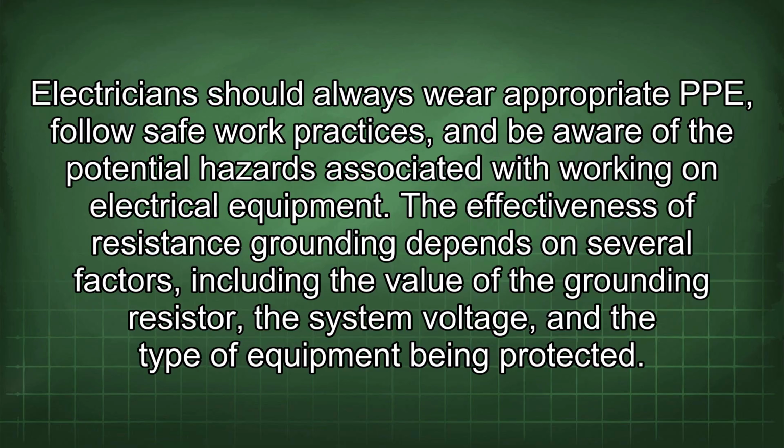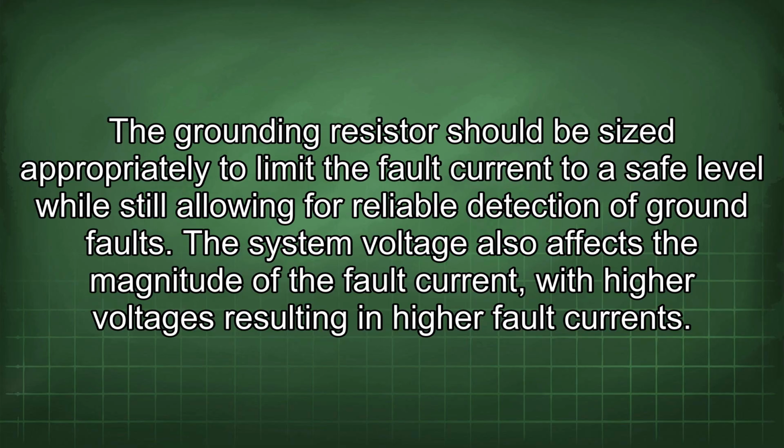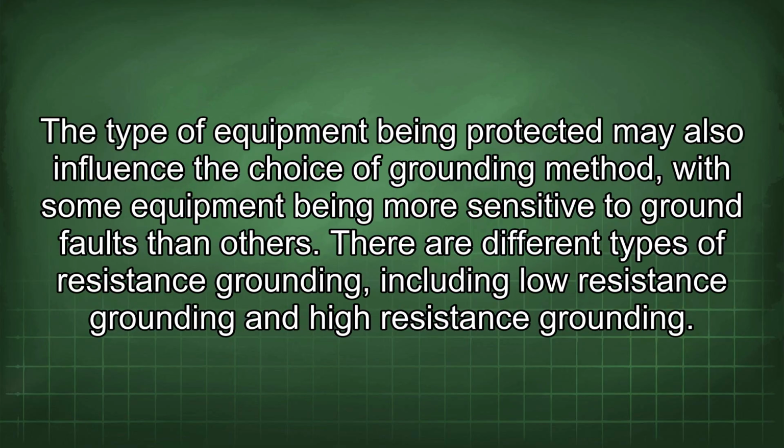The effectiveness of resistance grounding depends on several factors, including the value of the grounding resistor, the system voltage, and the type of equipment being protected. The grounding resistor should be sized appropriately to limit the fault current to a safe level while still allowing for reliable detection of ground faults. The system voltage also affects the magnitude of the fault current, with higher voltages resulting in higher fault currents. The type of equipment being protected may also influence the choice of grounding method, with some equipment being more sensitive to ground faults than others.